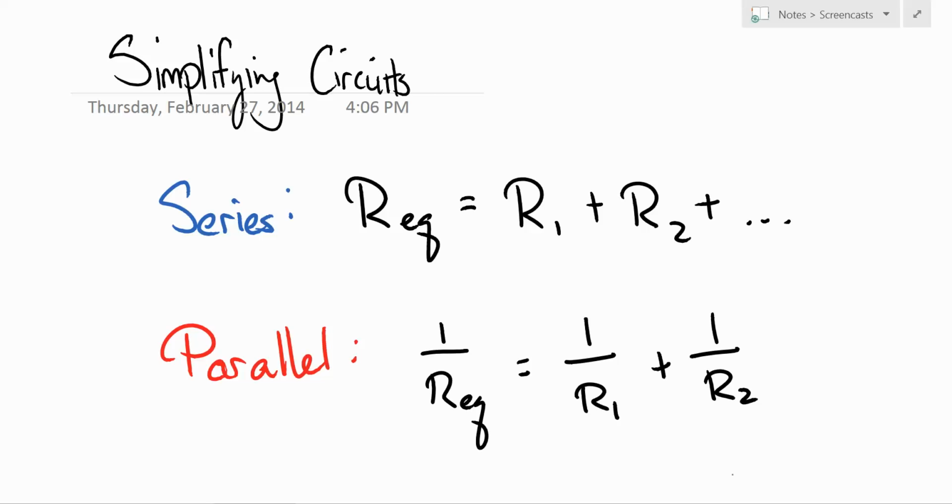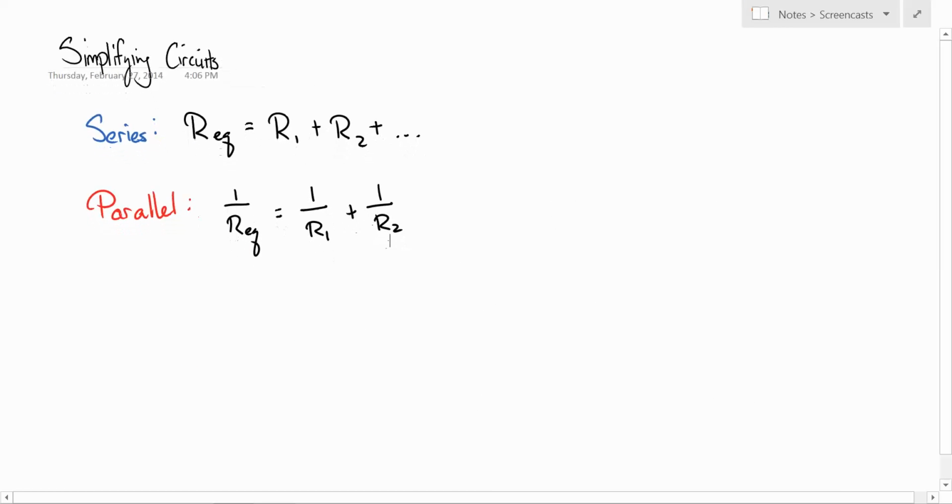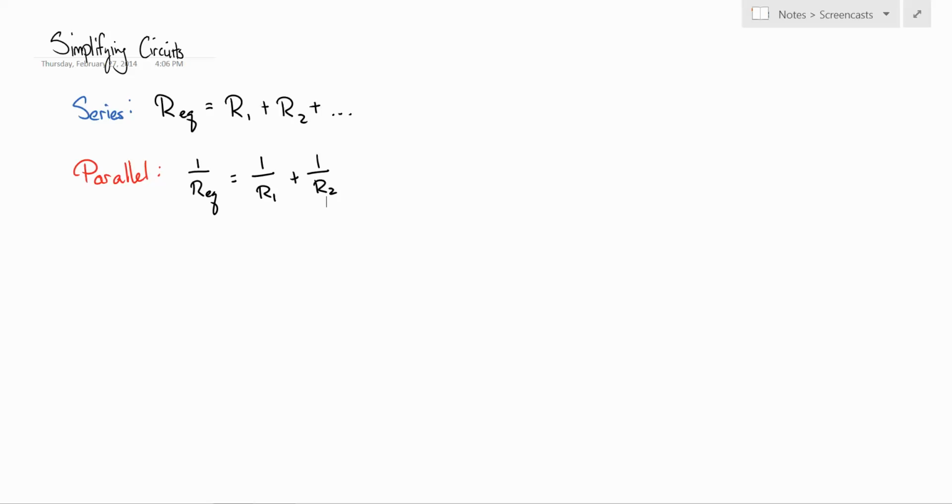In class I said I was going to put up a screencast about how we get these equations, talking about series and parallel circuits. And so here we go. This is going to be our little discussion about how we simplify circuits and where on earth these equations come from. It's going to talk a little bit about these equations, and it's going to talk a little bit about Kirchhoff's laws, which govern kind of how we do circuit analysis.